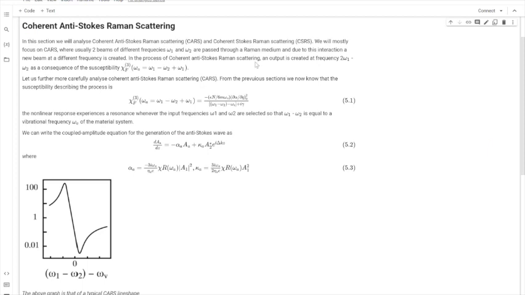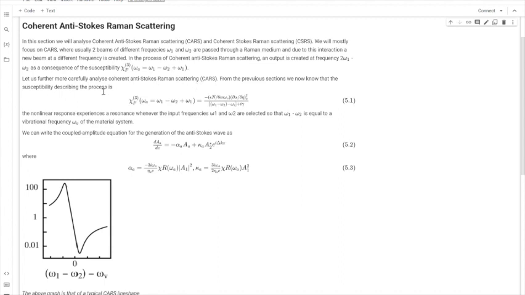Stokes-Raman scattering. So in this section, we will analyze both coherent anti-Stokes-Raman scattering and coherent Stokes-Raman scattering, but mostly focus on coherent anti-Stokes-Raman scattering. In coherent anti-Stokes-Raman scattering, also called CARS for short, there are usually two beams of different frequencies, ω1 and ω2. Let us consider ω1 is greater than ω2, and they are passed through a Raman medium, and due to this interaction, a new beam is created at a different frequency. In this process, an output is created at a frequency of 2ω1 minus ω2 as a consequence of the susceptibility which is given.